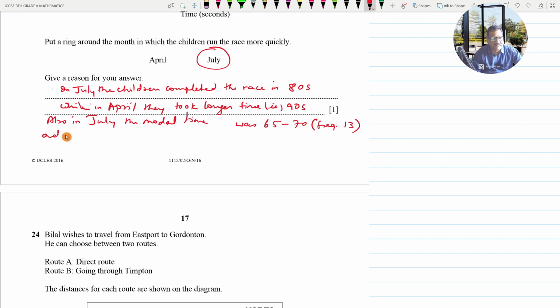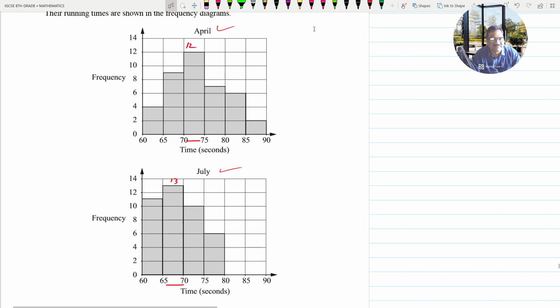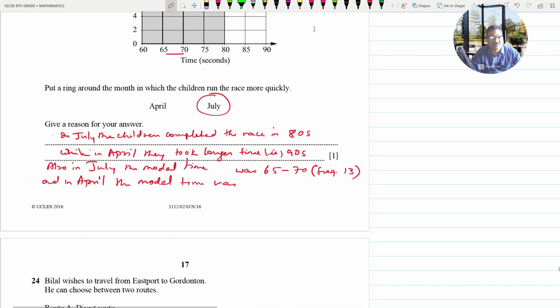And in April, the modal time was, I think in April it was 70 to 75, right? Yes, April it was 70 to 75, and the frequency was 12. Okay, so this was the highest frequency, 13. So this represents the modal time corresponding to highest frequency. And in April, the highest frequency was 12. So modal time corresponding to this 12 frequency is 70 to 75.